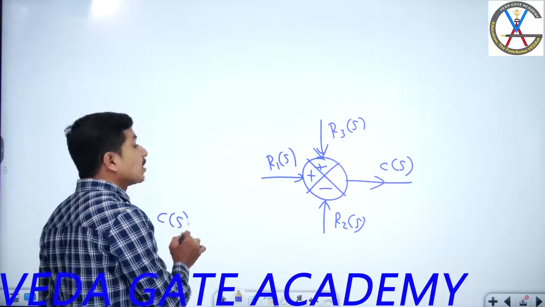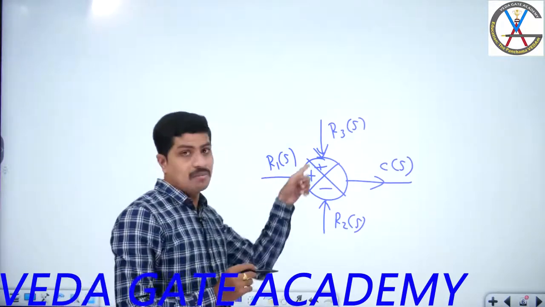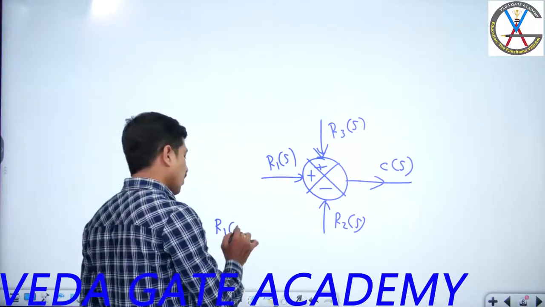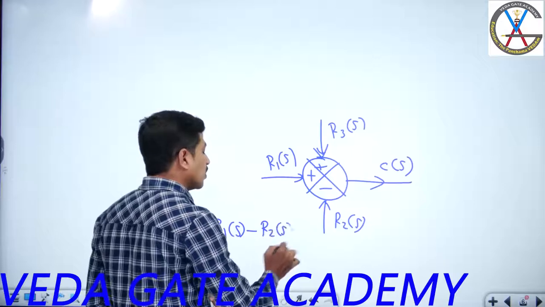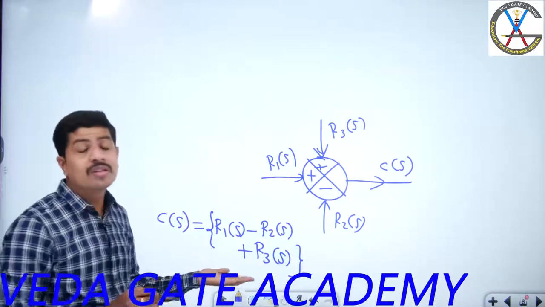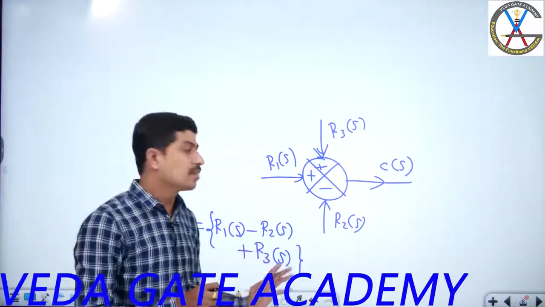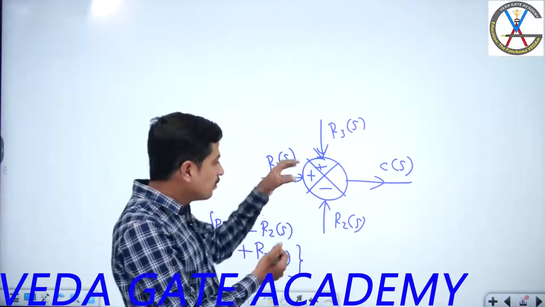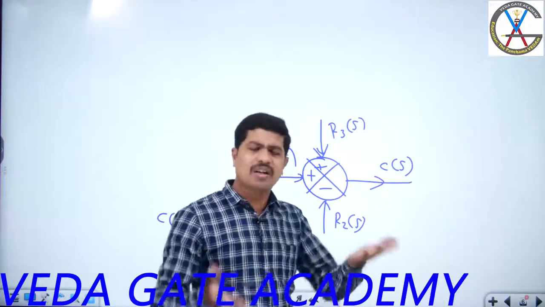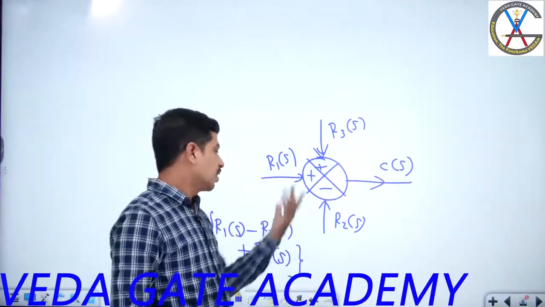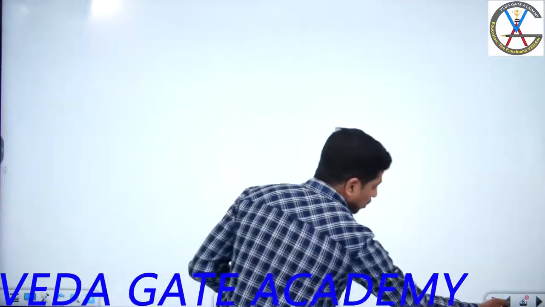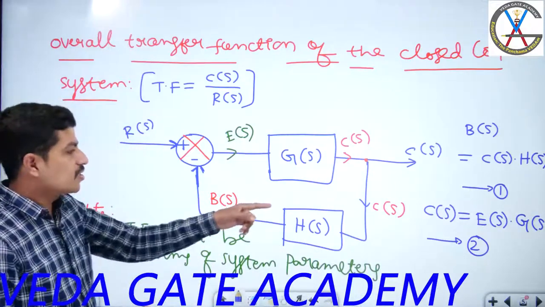Now what is C of S? C of S is equal to R1 of S minus R2 of S plus R3 of S. In this way we have to understand: R1 minus R2 plus R3, that's it. Whatever inputs are given to the summing point or comparator, according to the signs present there, they are added or subtracted, or a combination of additions and subtractions, and the output will be this combination. In this way we have to understand the summing point.